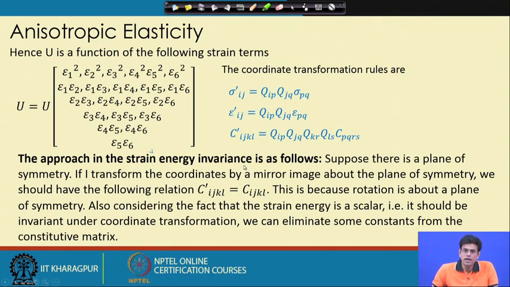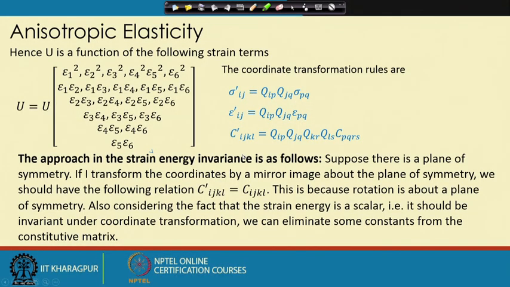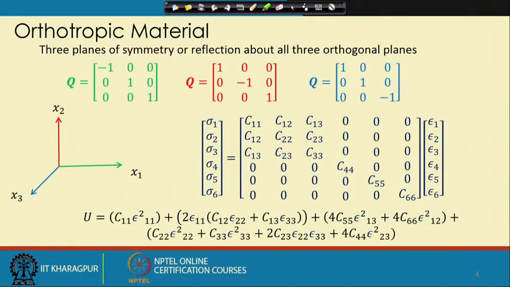By this we eliminated some constants, from 21 independent constants to 13 independent constants for the monoclinic material, and 9 independent constants for the orthotropic material. We will further reduce this number of independent constants from 9 to 5 for the transverse isotropic material, and finally for the isotropic material it is 2. Today we will see how this can be done in the framework that we have studied.